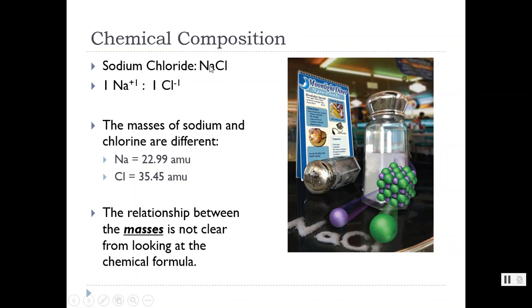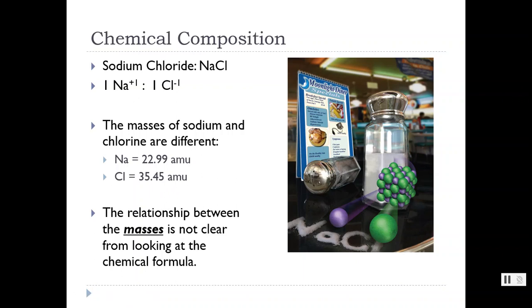Now you can use that chemical formula to easily say, oh, in sodium chloride, I know that for every one sodium ion, there is one chloride ion. I got that from the balanced chemical formula. But I cannot say that for every 1 gram or for every 1 AMU of sodium, there's 1 gram or 1 AMU of chlorine. Why can't I do that? I can't do that because the masses of sodium and chlorine are different, as you see on the periodic table.